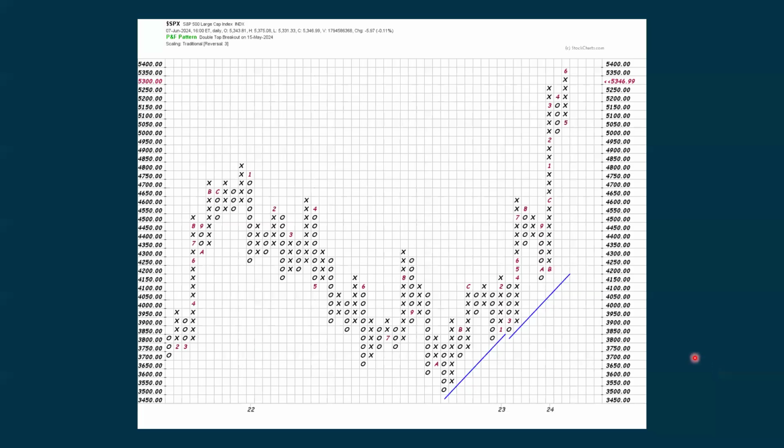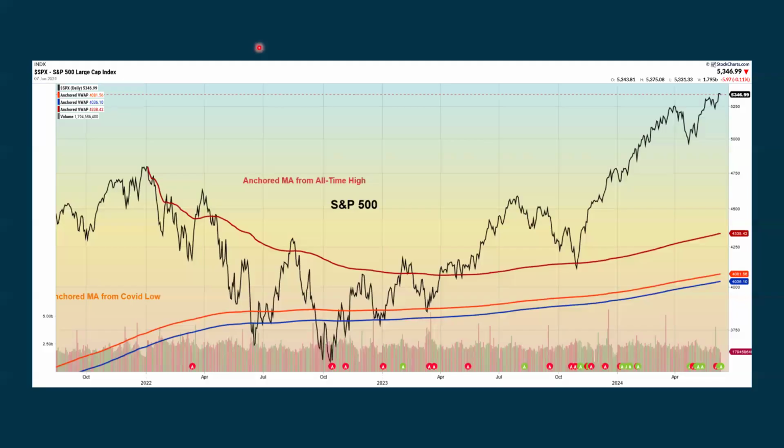A point and figure chart: no new X's or O's were drawn this past week. We're still working off of a double top breakout that was generated on May 15th. Here's an anchored moving average, where we're well above the moving average going back to the previous all-time high. So there's been no need to show this chart.